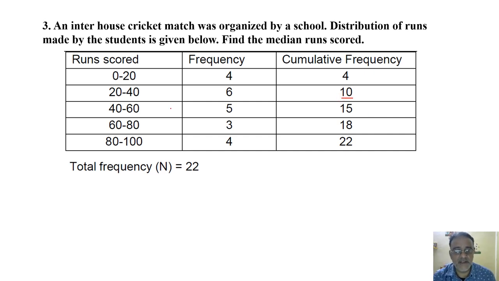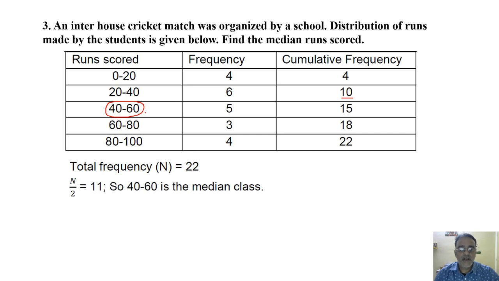The class after this will be the median class, right? 40 to 60. So the median class is 40 to 60, and the value of L is 40. ठीक है, L का वैल्यू 40 होगा, and this is F, and this is CF, and H is 20.